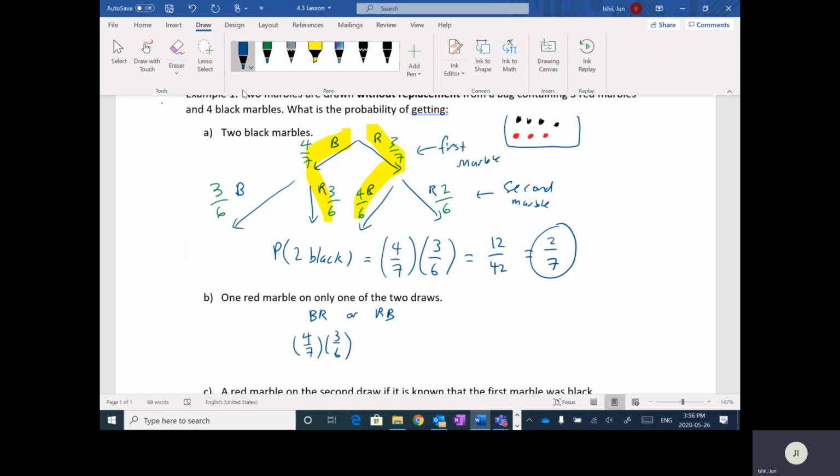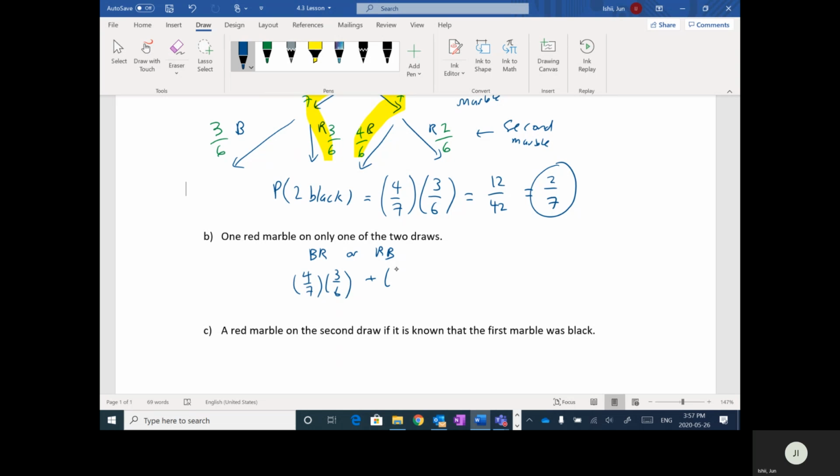Or we can go red and then black. Okay, so red and black. To get the red would be 3 out of 7. So that's this branch over here. Okay, so 3 out of 7 times 4 out of 6. All right, so this first one, when we multiply the fractions, multiply the tops, multiply the bottoms, it's 12 out of 42. And the second one over here is actually also 12 out of 42.